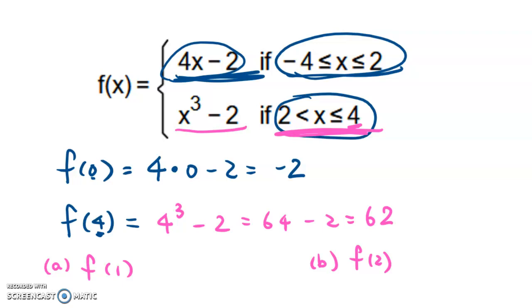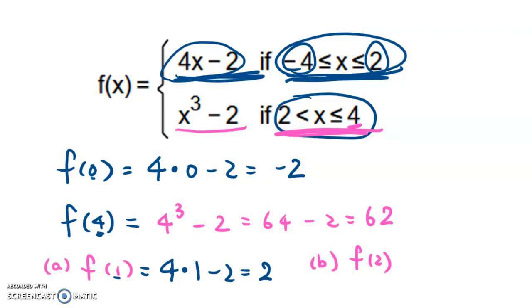So for f of 1, 1 is in the top part of the domain, right? Because 1 is between negative 4 and 2. So we will use 4x minus 2 to find f of 1. So 4 times 1 minus 2. That is 4 minus 2, which is 2.